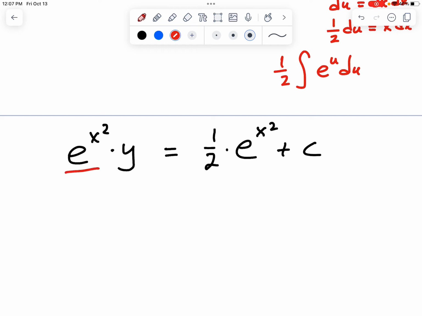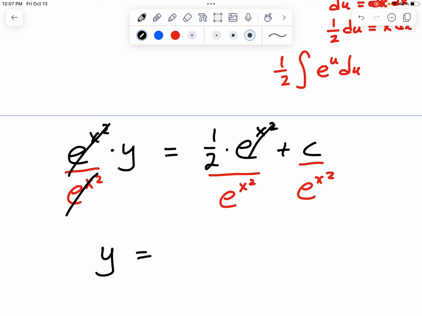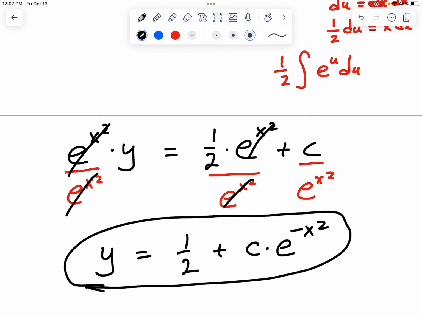So you could divide both sides by e to the x squared. And then there's a lot of canceling, leaving just y on the left side, and canceling, leaving just a 1/2. And then usually the way to write the last part is not as a fraction, but just leave the c and then rewrite the e function with a negative exponent. And there is the solution.